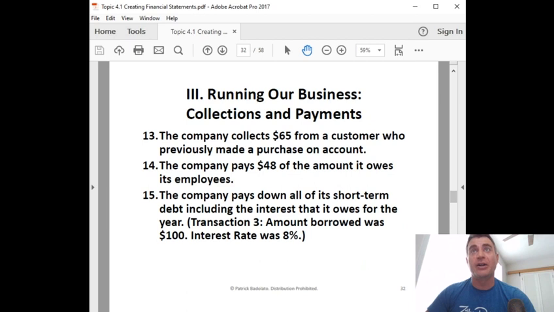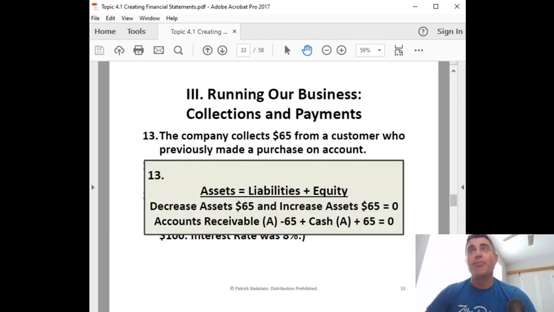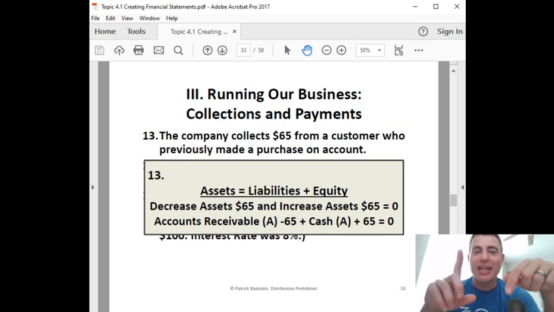Let's jump to our next set here. 13, 14, and 15. Let's go through these. First one, 13. We collect $65 from a customer who previously made a purchase on account. So this is technically related to, what would that be? Transaction 10, I think. If I'm wrong, I apologize. So what do we have here? We're going to decrease an asset. Which asset? Accounts receivable. And if you want to process this in the other order, please go ahead. Accounts receivable goes down and cash goes up.